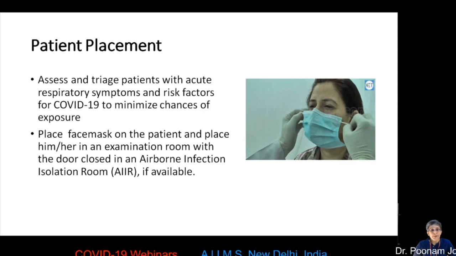Assess and triage patients with acute respiratory symptoms and risk factors for COVID-19 so as to minimize the chances of exposure. So the patients who are reporting with acute respiratory symptoms or some risk factors are to be immediately triaged and they should be placed in an isolated area. Make them put on a face mask and place them in the examination room with the closed door, in an airborne infection isolation room if available.